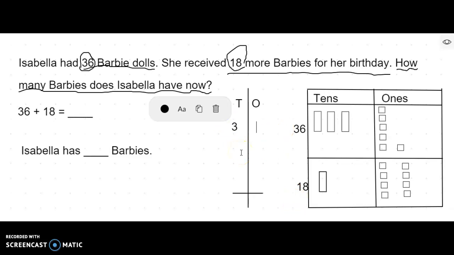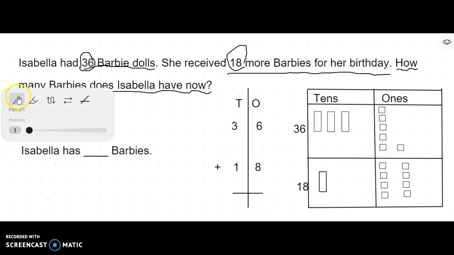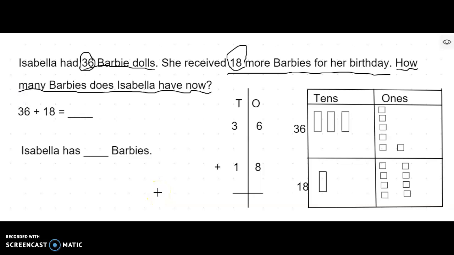Let me put that in my vertical setup. 36 plus 18. And remind me, am I adding the tens or the ones together first? The ones. Okay, great. Let's do it. 1, 2, 3, 4, 5, 6, 7, 8, 9, 10, 11, 12, 13, 14. I have 14 ones. What are we noticing?